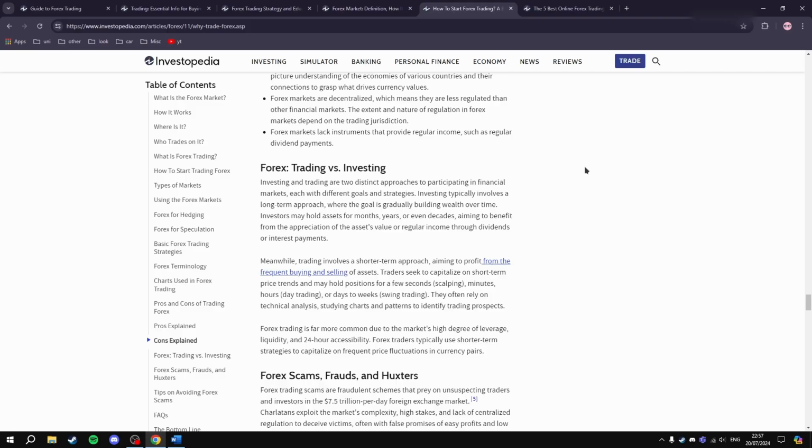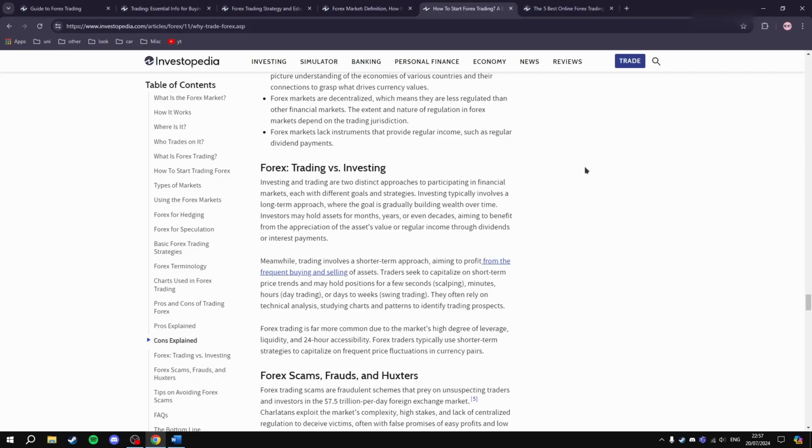Forex markets are decentralized, which means they are less regulated than other financial markets. The extent and nature of regulation in Forex markets depend on the trading jurisdiction. Forex markets lack instruments that provide regular income, such as regular dividend payments.